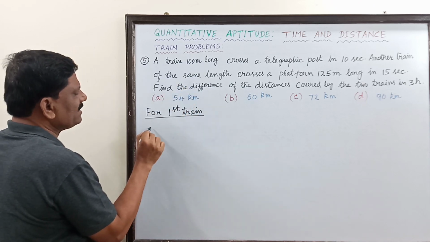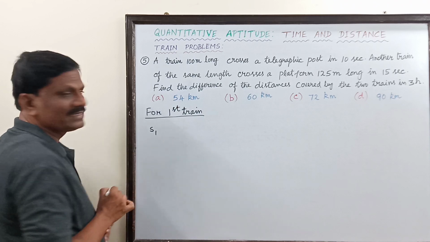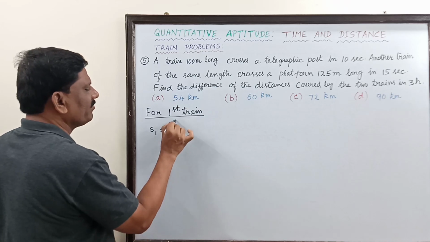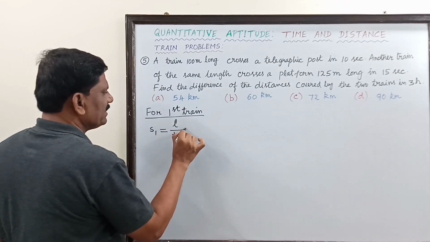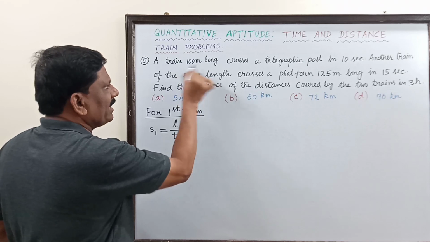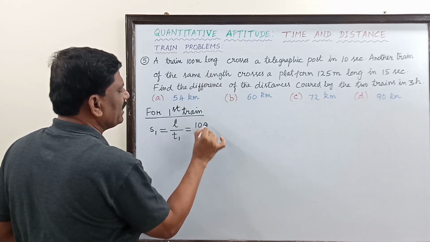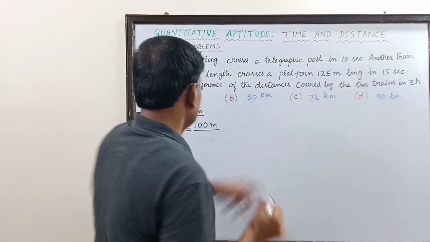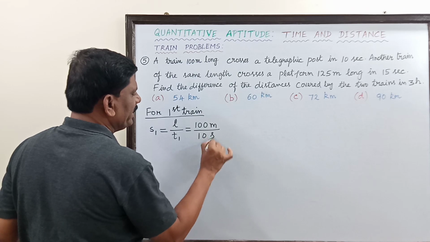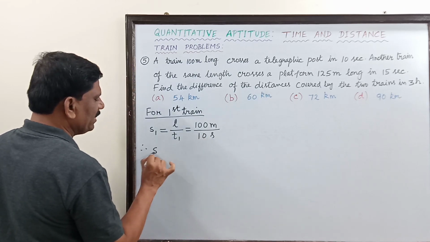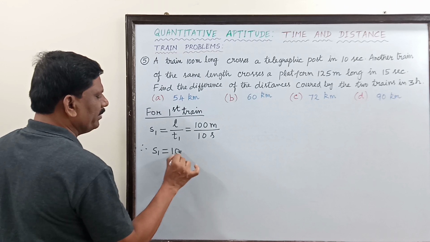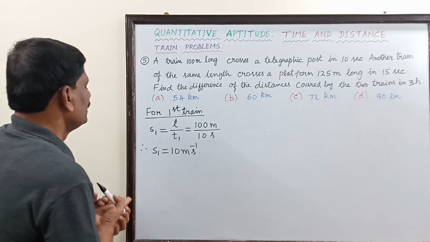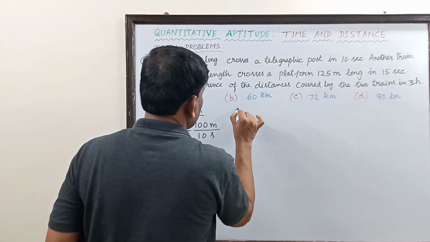So for the first train, I will write an equation. The speed of the first train, let us take it as S1, is equal to L divided by T1, length of the first train divided by time. So distance travelled is equal to the length of the train, that is 100 meter divided by 10 seconds. Therefore, the speed of the first train is equal to 10 meters per second.